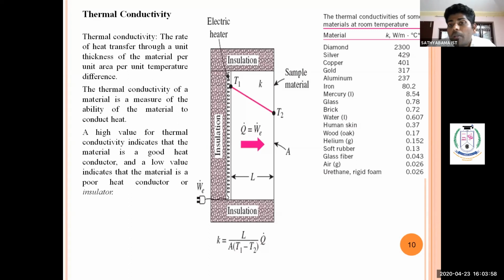On the right side there is a table of thermal conductivities of some materials at room temperature. Many materials are given: diamond, silver, copper, gold, aluminium, iron, mercury, glass, brick, water, human skin, wood, helium, soft rubber, glass fiber, air, and more, with their thermal conductivity values.